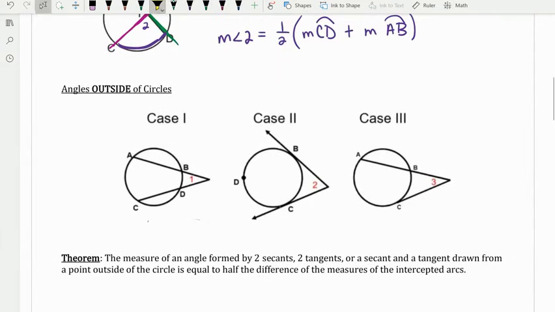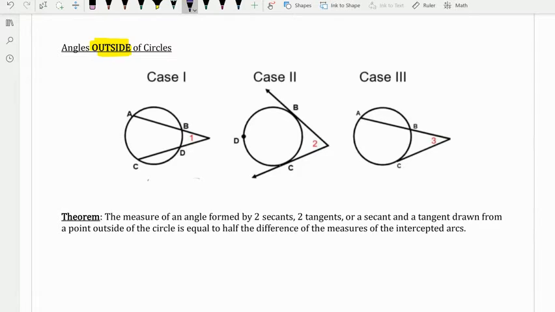Okay, then we've also got a few cases where we have angles outside of circles, and you can see the 3 cases here. The first case is where I take two secants, and I make them intersect outside the circle. Remember, a secant is a segment, ray, or line that crosses the circle in 2 points, but it extends outside the circle. So it's not just a chord, it's a secant because it goes over here outside the circle.